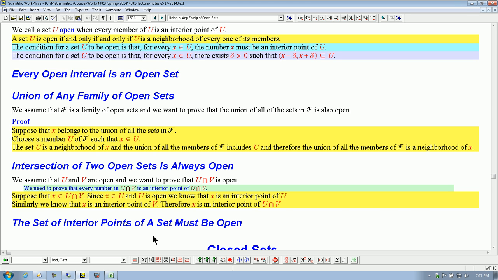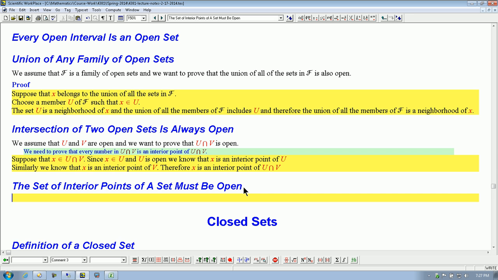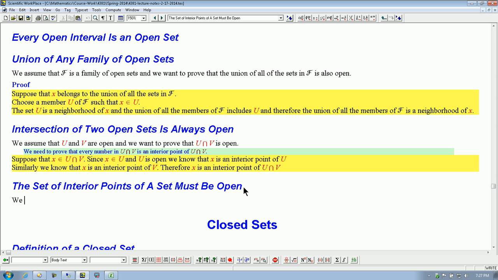So I didn't forget to do this. I put it in over there. I originally had it further up in the document, that's why I panicked. But it's here. We're going to prove that the set of interior points of a set must be open. And this is what we're going to do. We assume that x is an interior point of a set called S.